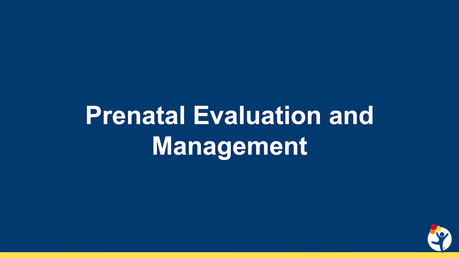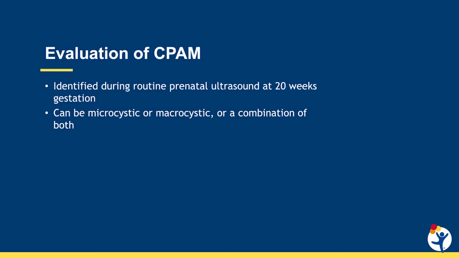Thanks, David. So CPAMs are lung lesions that are often identified on prenatal ultrasounds. They can be picked up at that 20-week screening ultrasound, and that's oftentimes the time at which they're referred to us. They can be referred to as microcystic, meaning they're predominantly made of small, tiny cysts within the lung tissue. Alternatively, they can be macrocystic, where they have large, dominant cysts within the lung tissue. And then lastly, and fairly commonly, we see a combination of the two. So the lung tissue will be composed of both microcystic and macrocystic, or small and large cysts.